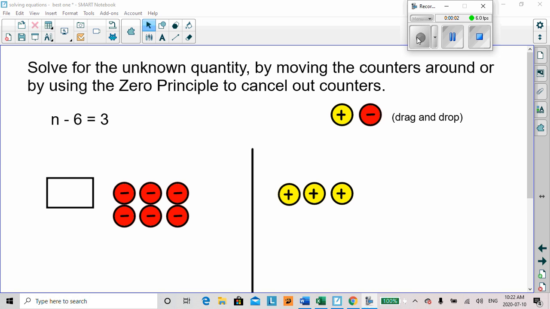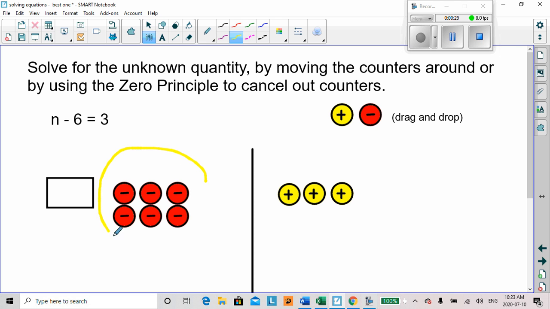Let's model another one. Remember, the N is the box, the -6 are my red counters over here on the left-hand side, and my yellow counters are on the other side. They represent the equals 3. Our goal is to get the box by itself, so I need to get these out of here. What I'm going to do is use my zero principle to make them equal 0.